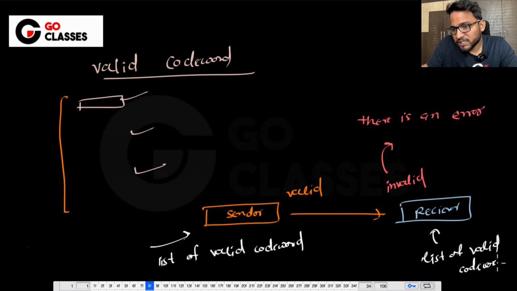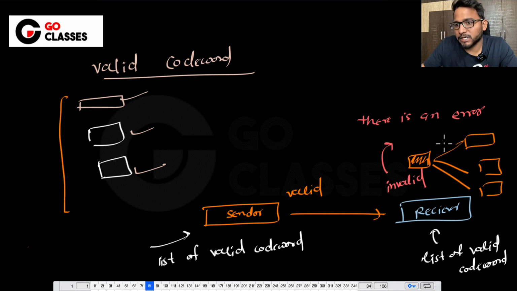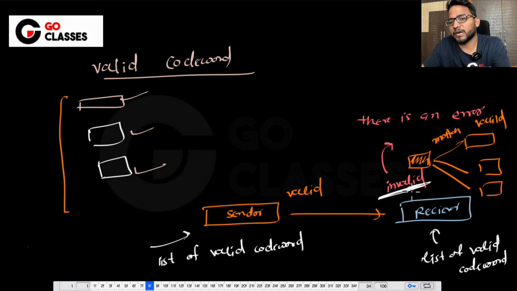Now suppose you have three valid code words. If you are sending one of the valid code words and the receiver receives an invalid code word, then since the receiver also has the list of all valid code words, it will say that whatever it just received is not matching any of the valid code words, so it must be an invalid code word. This means that there is an error. That's how the receiver can detect the error.